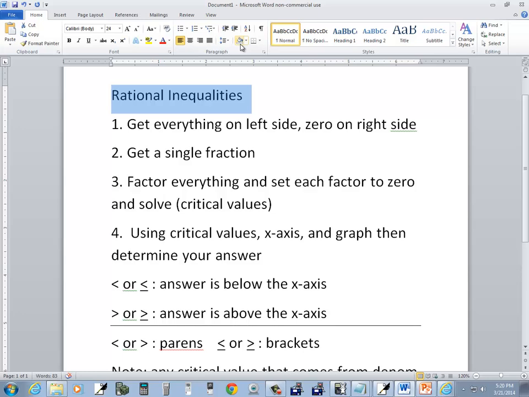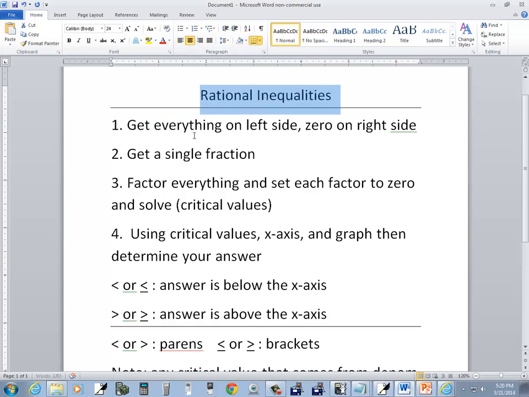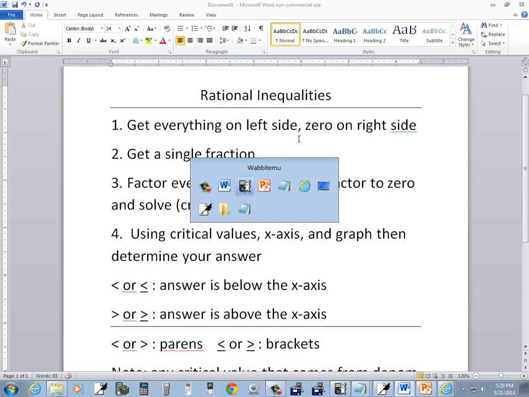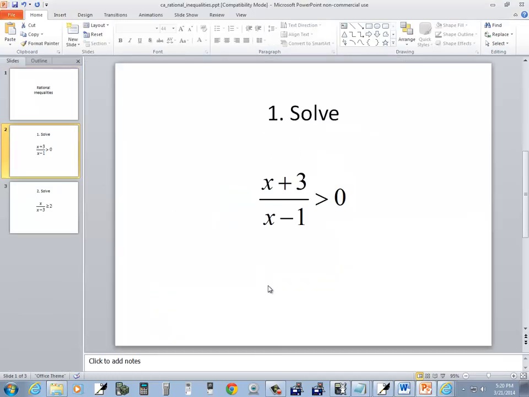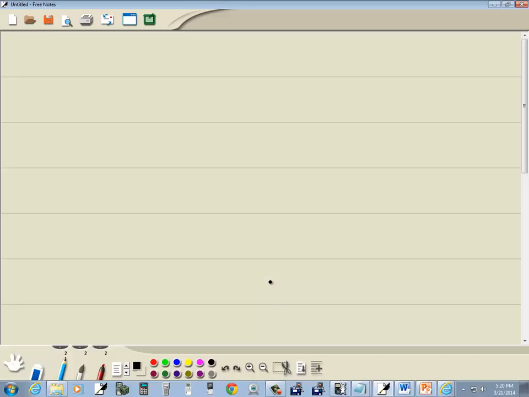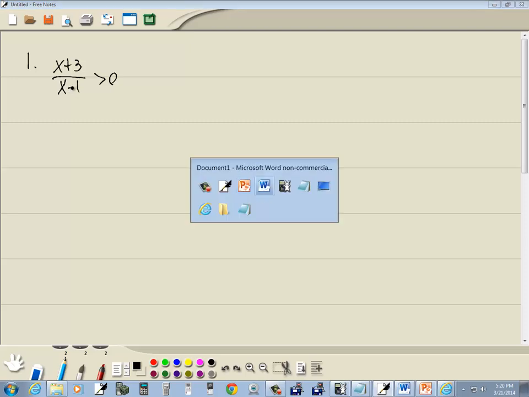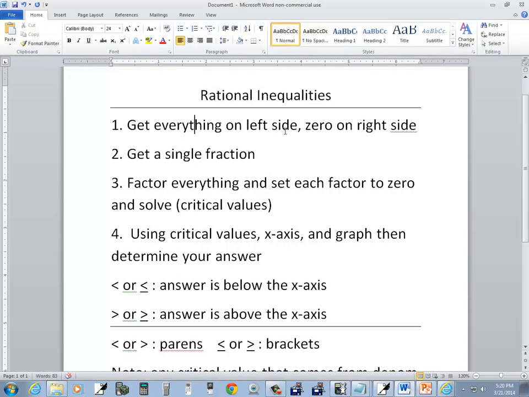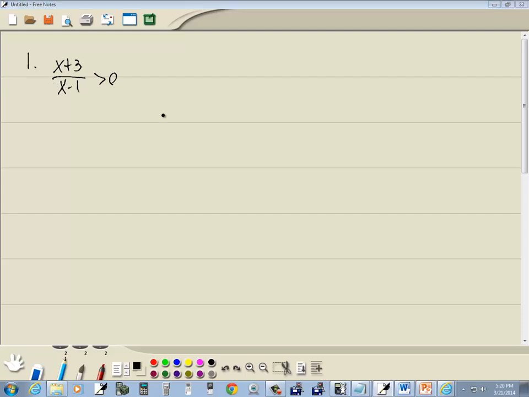Okay, now let's take a look at some problems dealing with this. Take a look at our first one here. We got x plus 3 over x minus 1 is greater than 0. Okay, first step, get everything on the left side, 0 on the right side. Well, that's done. Step 2, get a single fraction. That's done, it's a single fraction.